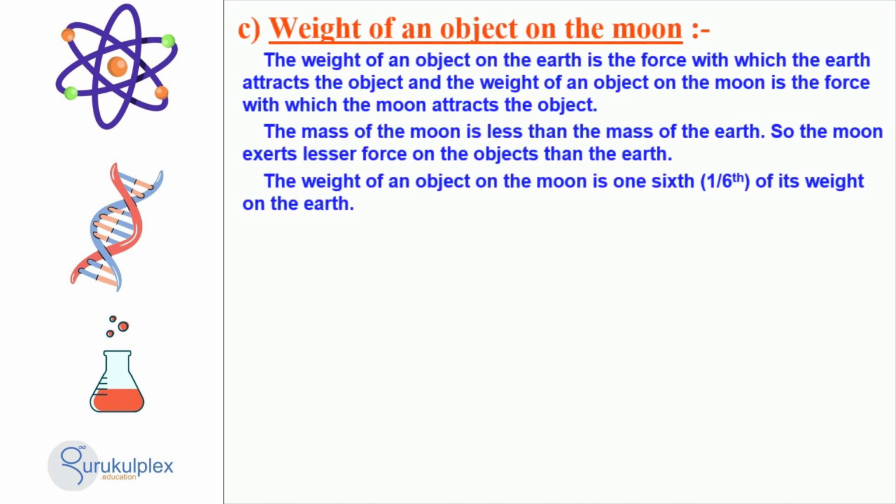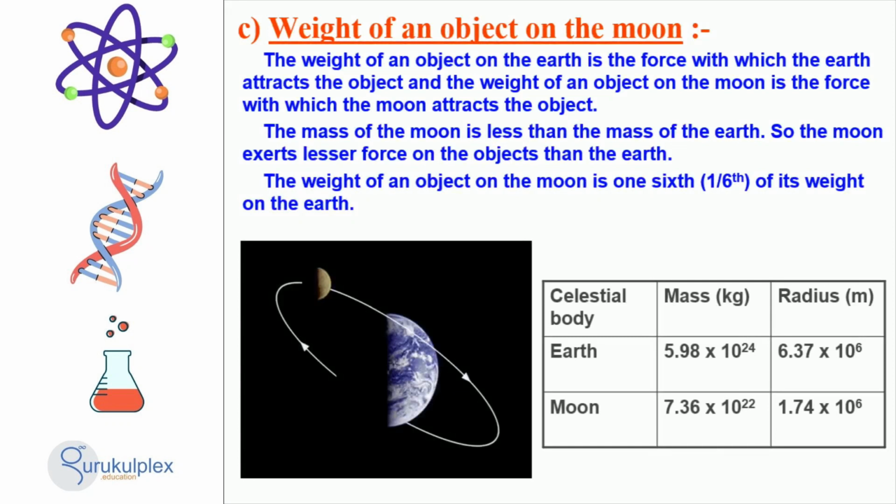The mass of the Moon relative to the Earth is what determines the weight of an object on the Moon. The Moon has a much smaller mass than the Earth and as such exerts a much weaker gravitational force. This can be seen in the data table, where the mass of the Moon is only about 1/6 of the mass of the Earth. Consequently, the weight of an object on the Moon will be 1/6 of its weight on Earth.